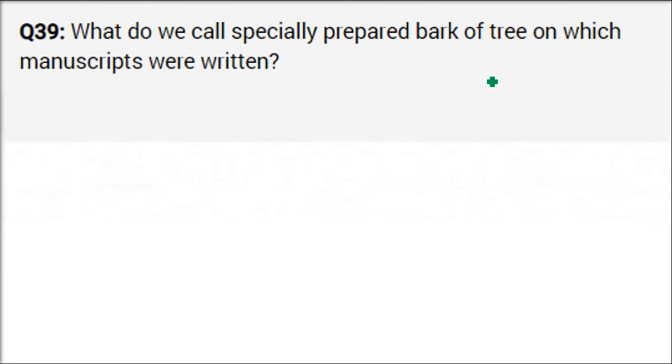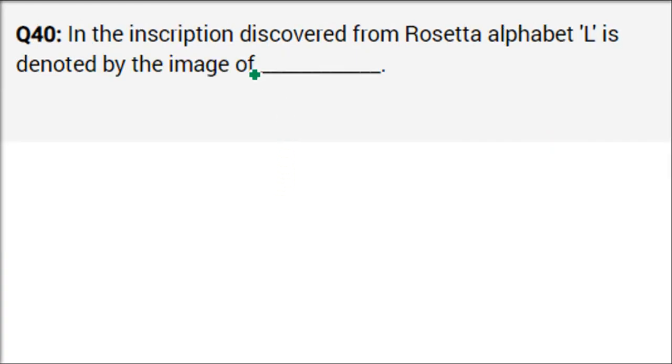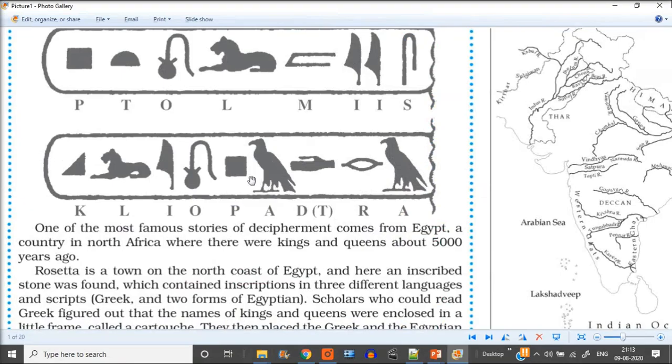What do we call the specially prepared bark of a tree on which manuscripts were written? The answer is bark. The palm leaf is used to write, and the chhal, or the bark of the tree, is used.